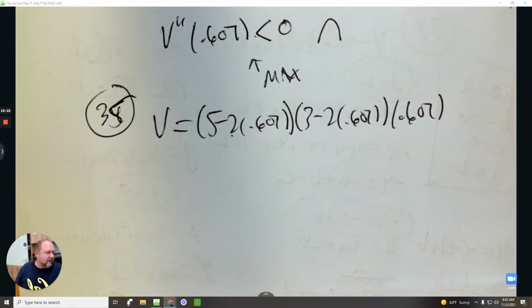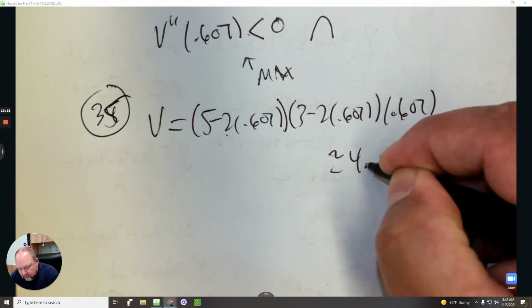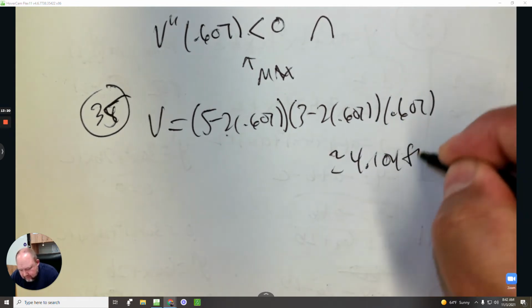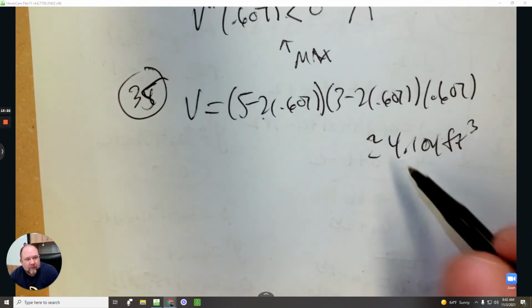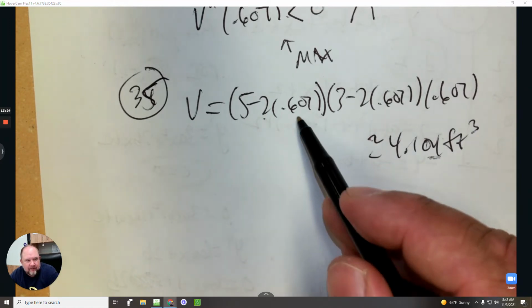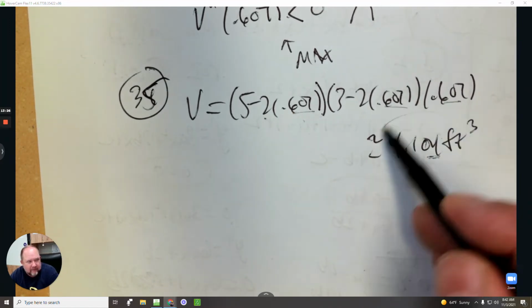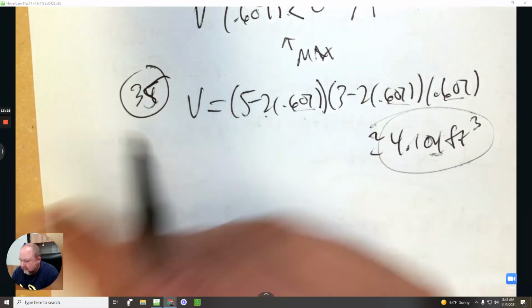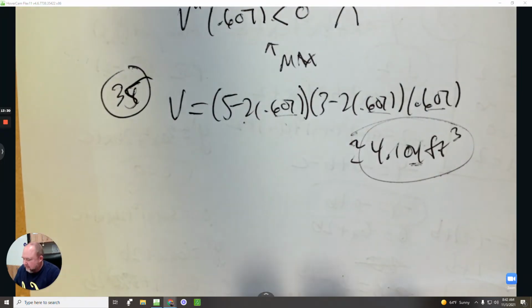Use your calculator. I'm just going to use my answer key. So just plug it in, and the answer is about 4.104 feet cubed. The decimal might be off a bit because I used a rounded answer in there, but it's about 4. Number 36, turn the page. We're almost there.